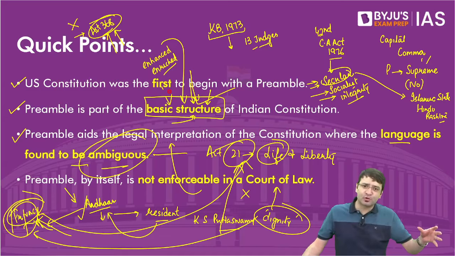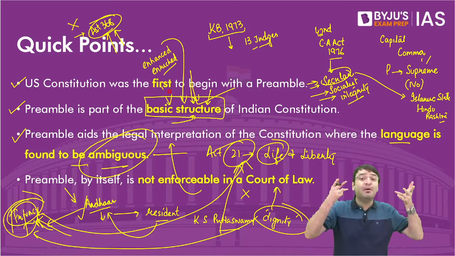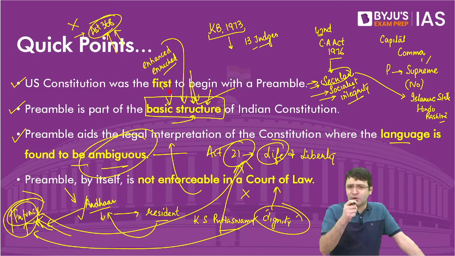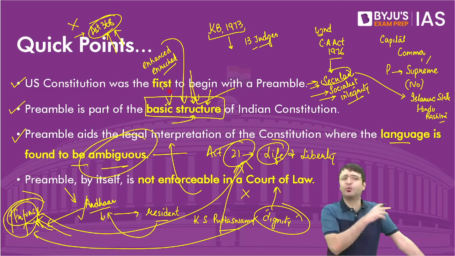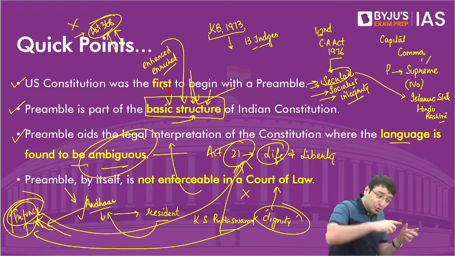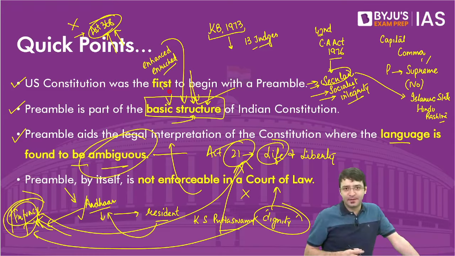But you cannot approach the court if you think preamble has been violated, because preamble is not enforceable in a court of law. But then what is the significance of preamble? If it's a beautiful document, if it's the philosophy of the Constitution, but it is not enforceable in a court of law, don't worry. Why? Because the objectives mentioned in the preamble are enforced through fundamental rights. If the objective of the Constitution mentioned in the preamble is liberty, that is implemented through fundamental rights chapter.